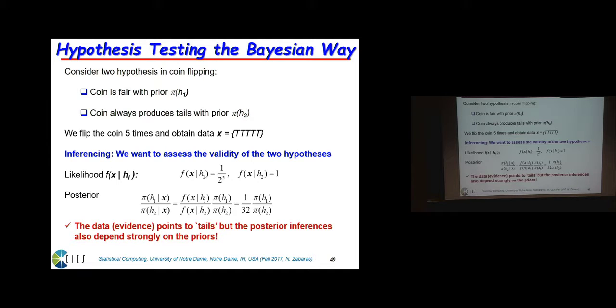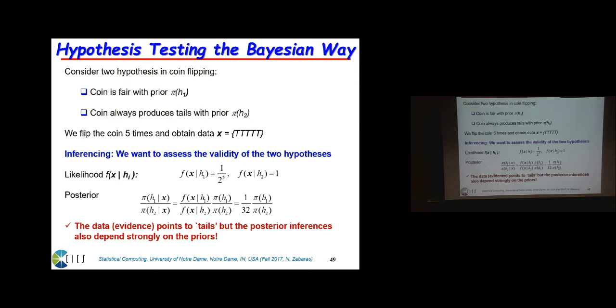Versus the alternative hypothesis, H2. Obviously, the prior probabilities sum to 1, but we do know what P(H1) is and P(H2). So let's say you do an experiment: you flip the coin 5 times, and you measure 5 tails, okay?